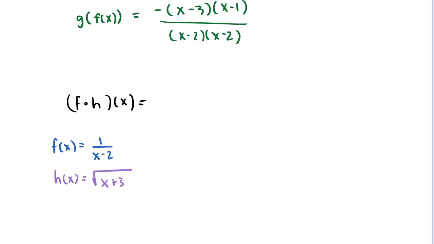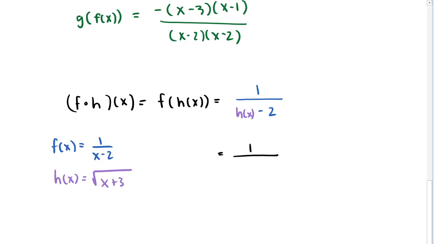Right, so this notation f composed with h of x with this sort of circle operator in between them, I'm not the biggest fan of that. Really, I think it's clearer if I write this f of h of x. And so what this tells us to do is to take our f function and for its input use our h function. Right, and in this case, that means we have 1 over, well, h of x is the square root of x plus 3, and then we still have this minus 2 outside.